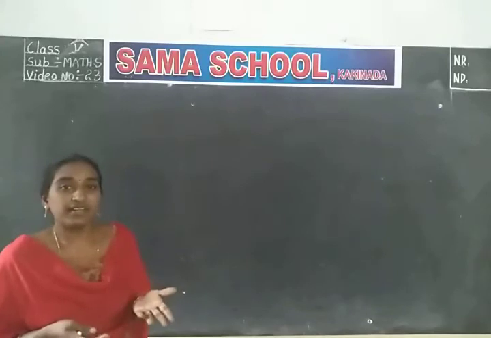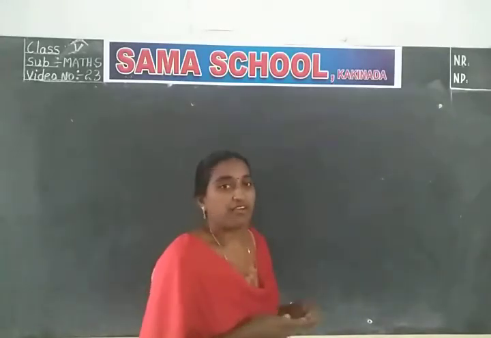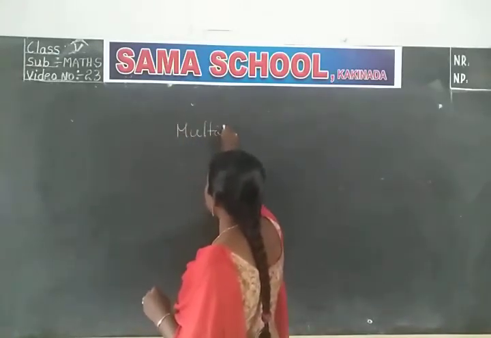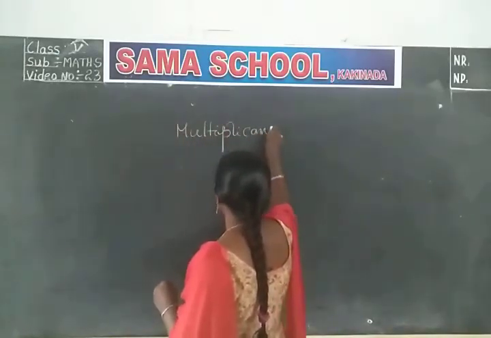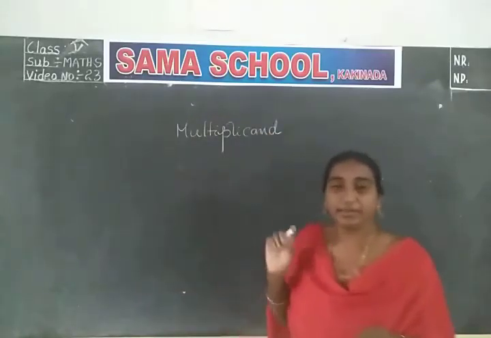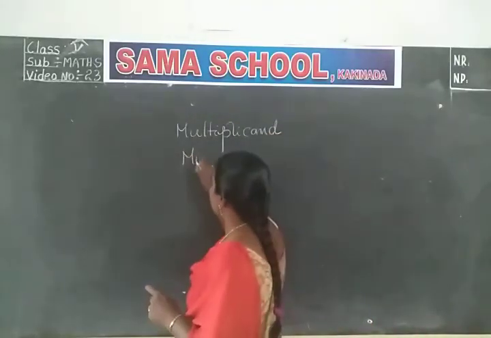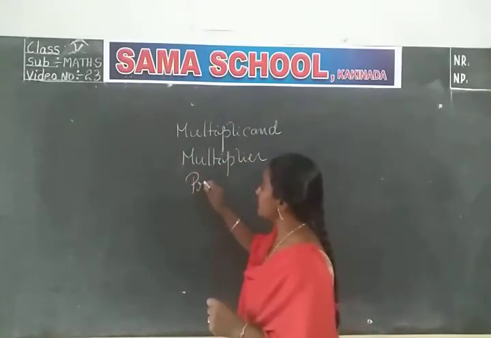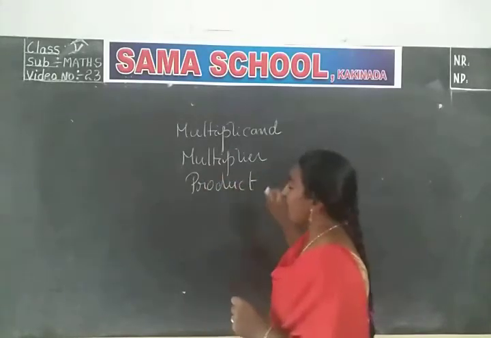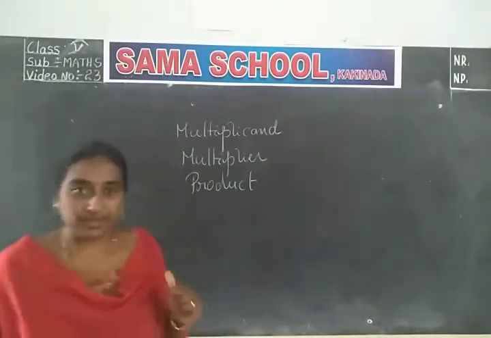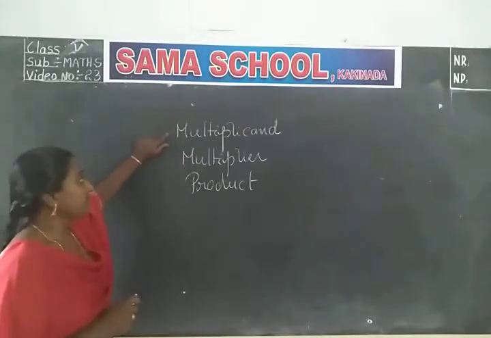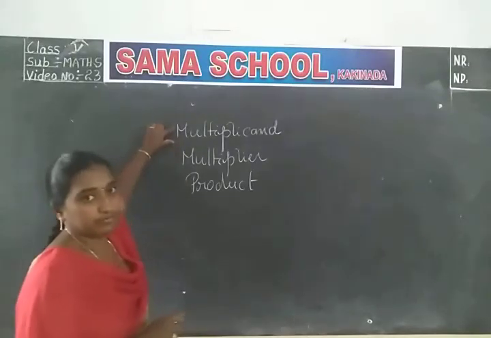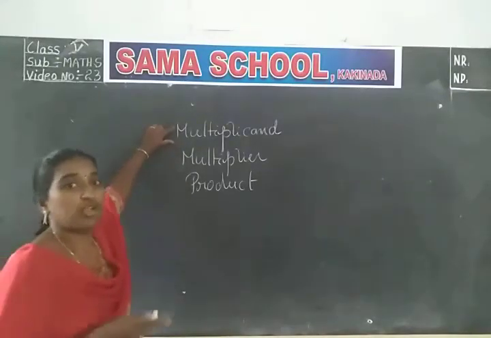And after that we have learned the terms of multiplication. We have three terms of multiplication. They are multiplicand, multiplier, and what is the other word? Product. Do you remember these terms we have discussed in the previous class? Multiplicand, multiplier and the product. Which term means which number is called multiplicand?